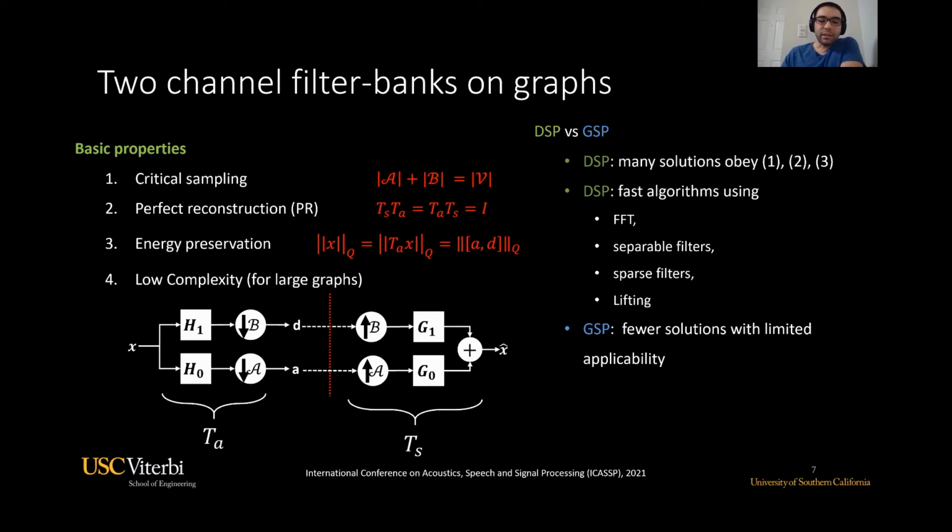Now, for traditional signal processing, filter banks have been studied for many years, and there are actually several good solutions that obey all these properties. And also, there are several techniques to implement them with fast algorithms. However, in graph signal processing, since it's a newer field, there are fewer solutions, and usually they're not as useful, as we will see in the next slides.